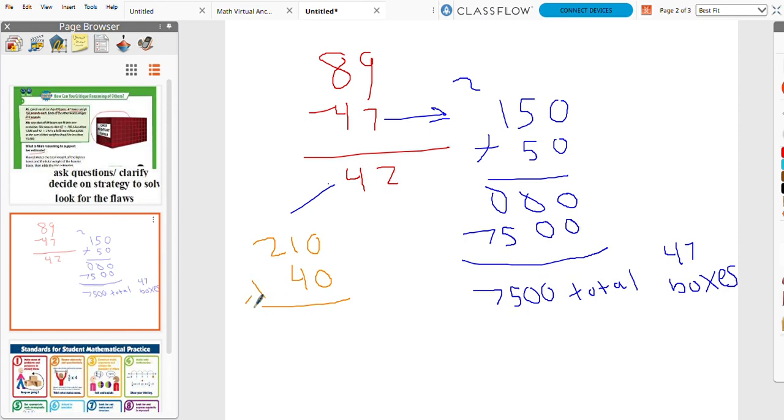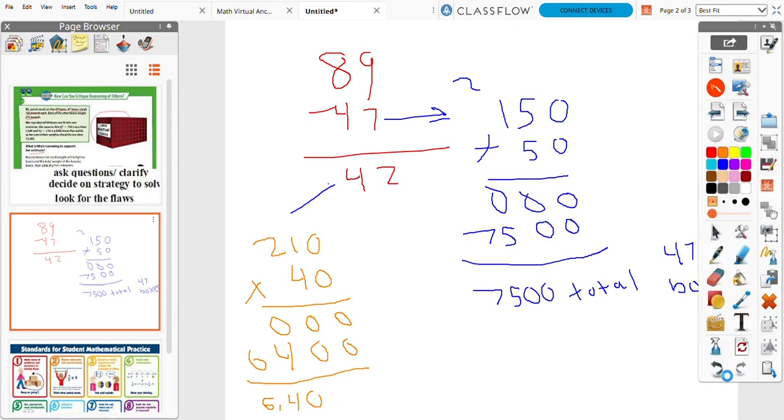Do that multiplication problem. We have 40 boxes that each weigh 210. So we're adding 210 40 times. 0 times 0 is 0, 0, 0. Put my placeholder. 4 times 0 is 0. 4 times 1 is 4. 4 times 2 is 6. We have 6,400. Oh, I made a mistake. 4 times 2 is not 6. 4 times 2 is 8. That would have messed up my entire calculation.